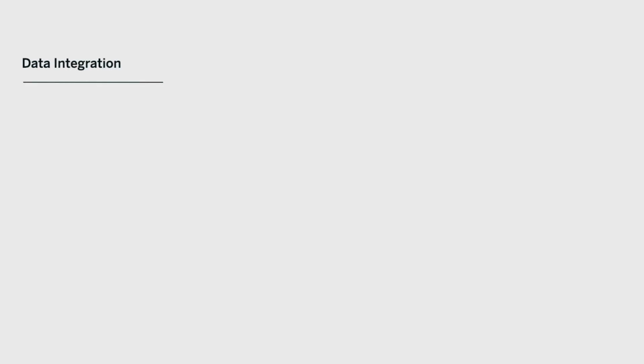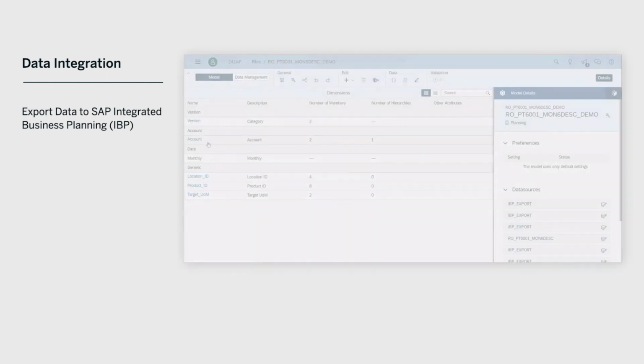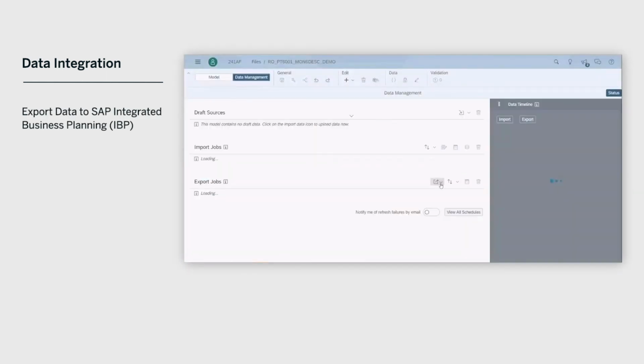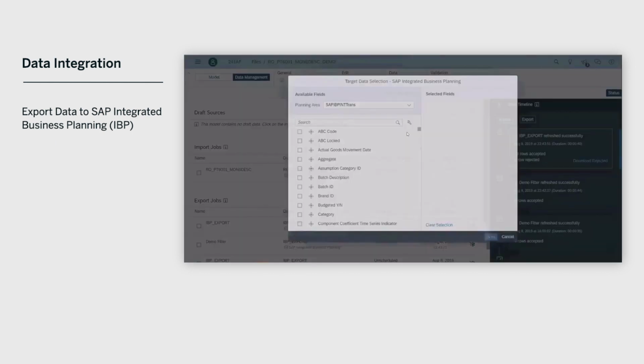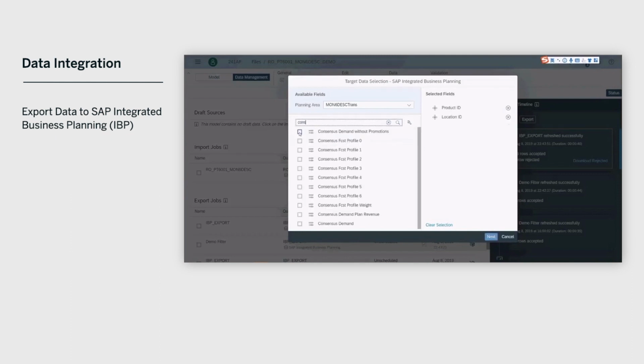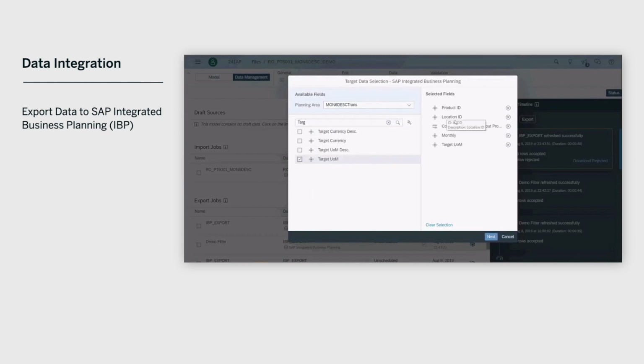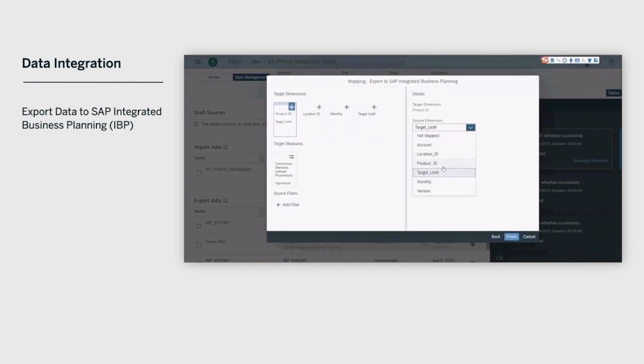Next, data integration. You can now export data to SAP Integrated Business Planning, or IBP, directly via an IBP connection, as well as schedule export jobs regularly based on your business needs. This works really great with our new hourly scheduling feature as well, giving planners the ability to stay on top of their data at all times. And this is all part of our continued goal to realize the collaborative enterprise planning vision.